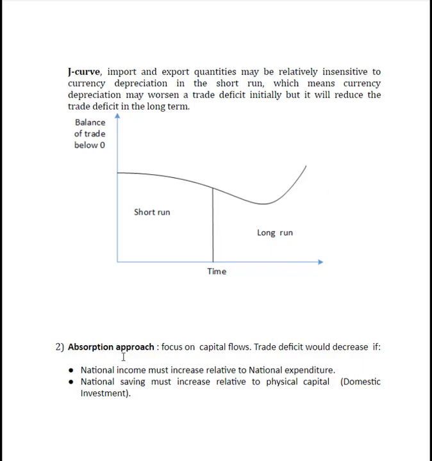The second approach is the absorption approach, which is also a way to counter the trade deficit. This goes back to the GDP expenditure when we talked about national saving and national expenditure. As per this approach, the national income should increase relative to the national expenditure. National saving should increase so that it can be used towards domestic investment. So if we do that, we can counter the trade deficit.